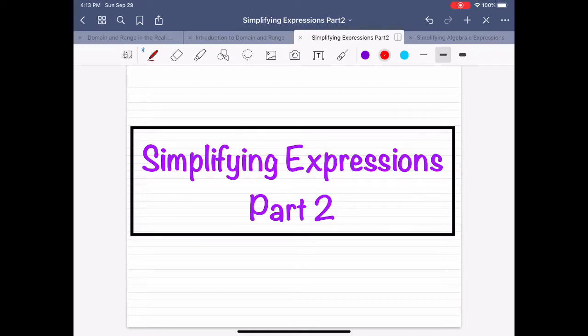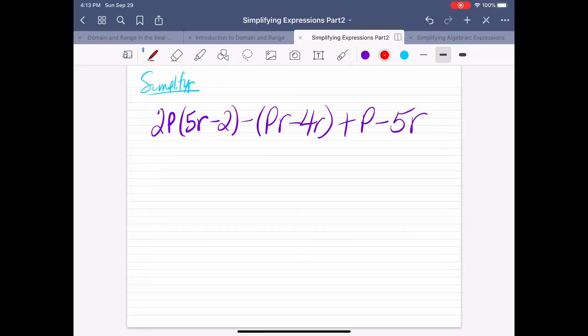Today's video is the second part to simplifying algebraic expressions. Let's simplify the first problem. We are going to start by applying the distributive property. So we are going to distribute, or in other words, multiply everything inside the parenthesis by 2p.